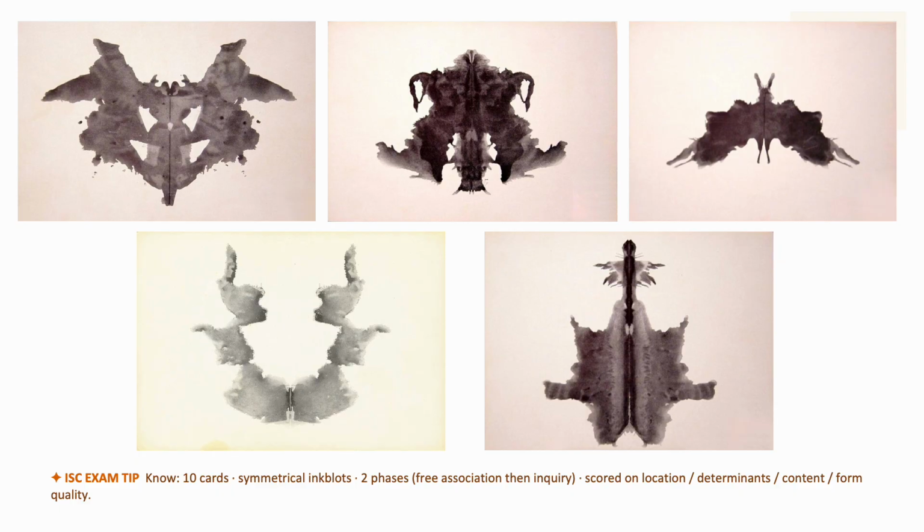Patterns across responses are then interpreted in relation to established norms and clinical indicators. For example, excessive use of color with poor form quality may suggest emotional impulsivity. Many movement responses may indicate active imagination. Unusual content may indicate unusual thinking patterns. For your exams and for the Rorschach Inkblot test, you simply need to know that there are 10 cards, there are symmetrical inkblots, which are ambiguous in nature, and there are 2 phases, free association and then inquiry. Also know the scoring, location, determinants, content, and form, along with a brief paragraph on interpretation.